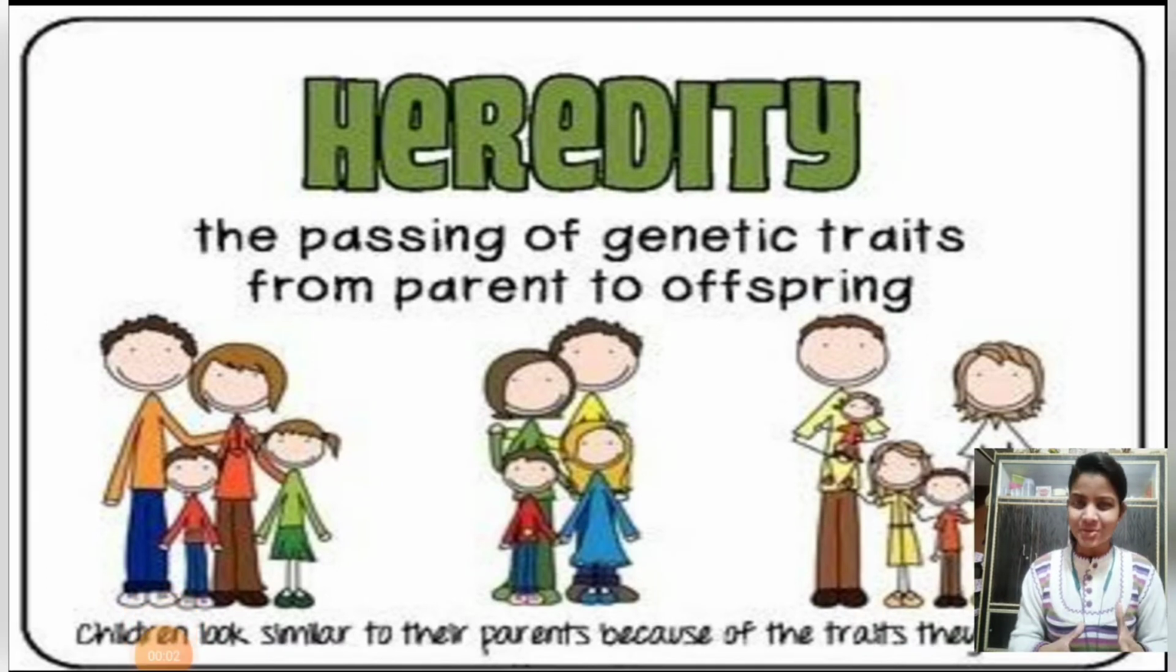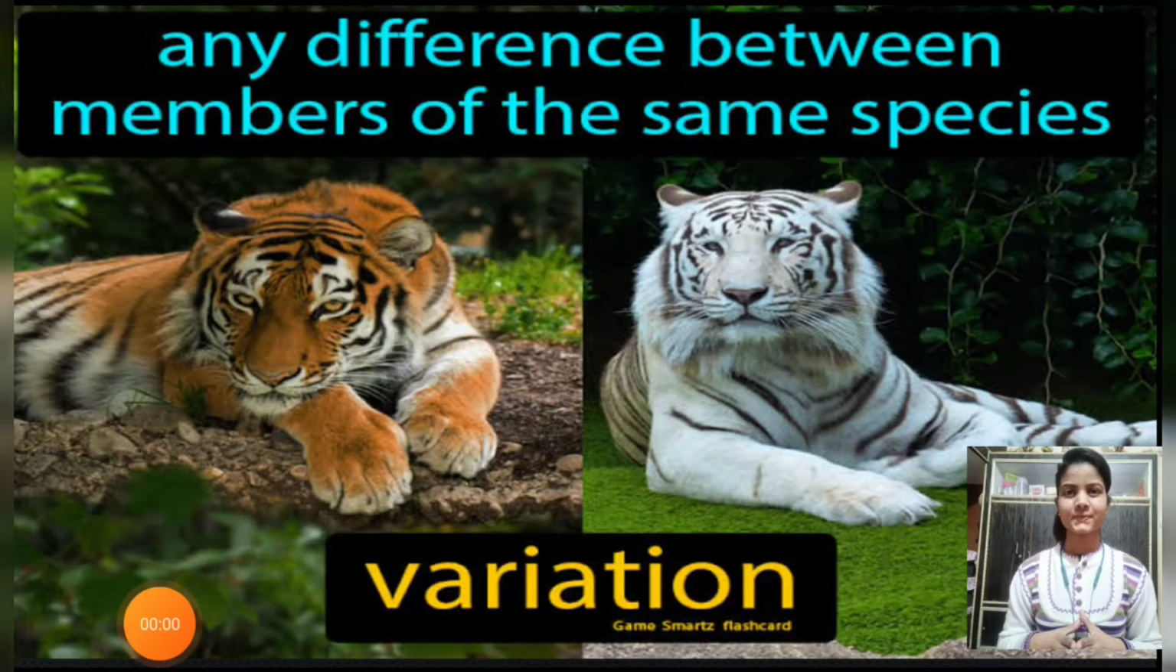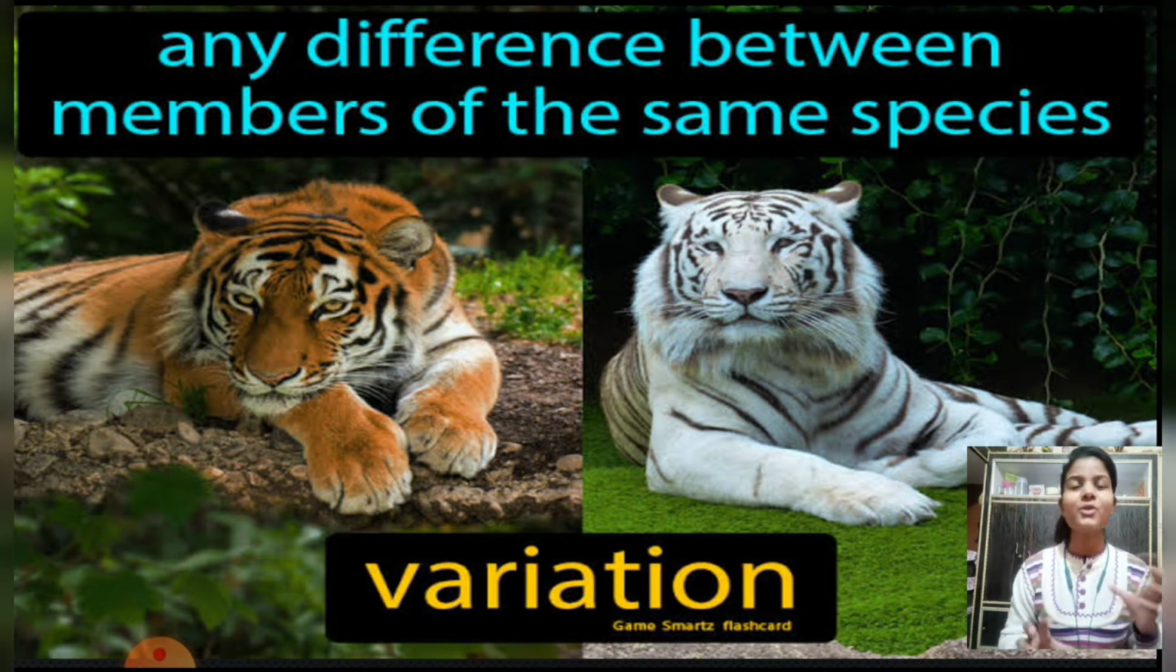The transmission of characters or traits from one generation to the next generation is called heredity. Here you can see the example. Children look similar to their parents because of the traits they inherit. And the difference in the characters or traits between the parents and offspring is called variation. Here you can see the example of members of the same species.